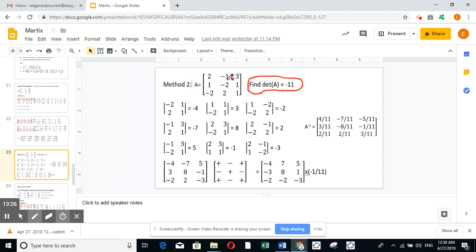Then I take minus 1 with 3 and 2 by 1. So I take the second row with the third row. Then the first with the third. Minus 1 with the 3, 2 with the 1. I do the determinant.